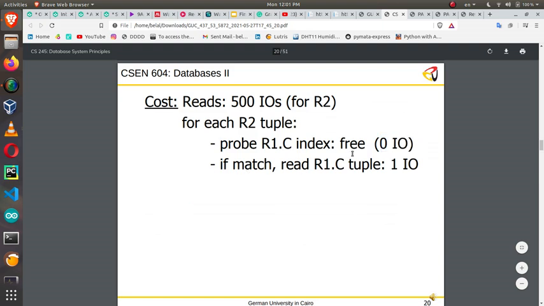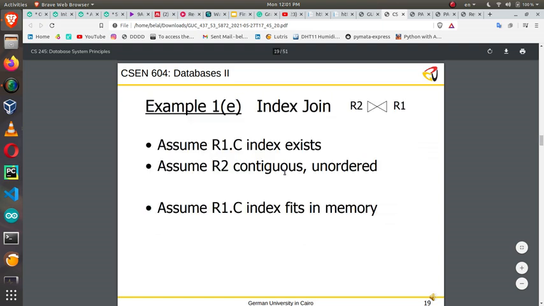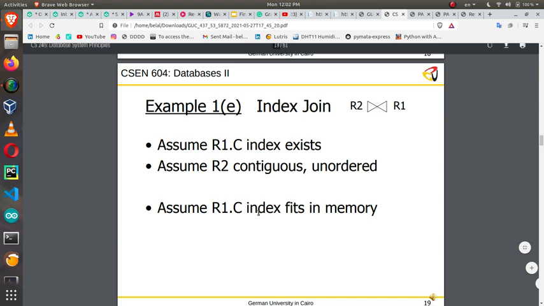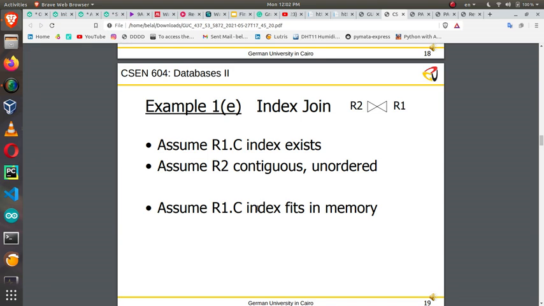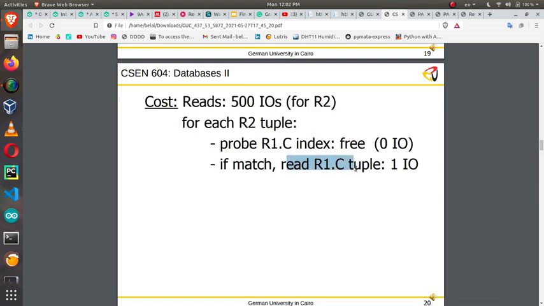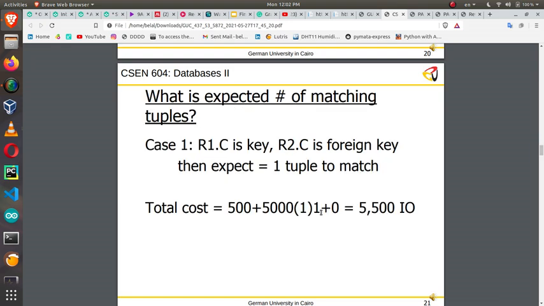If we found a match, okay, then we have to read the corresponding R1 tuple, since the index contains the keys and pointers to the corresponding tuples. The index doesn't carry the tuples itself, so we have to load the matching tuple that belongs to R1 to join it with the current value from R2. This will cost us an extra 1 input-output operation.